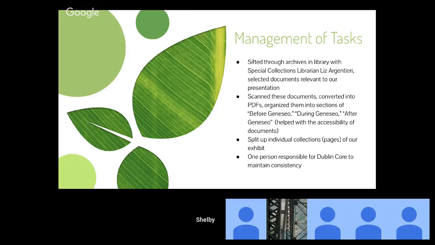With all this done, we had to do the Dublin Core, which is the citations for every single document. Shout out to Dave, he was amazing. Dublin Core is pretty much the citations for every product on Omeka, every document. We decided it'd be easiest for one person to be responsible for the Dublin Core to maintain consistency, and Dave stepped up to the challenge. So thank you, Dave.